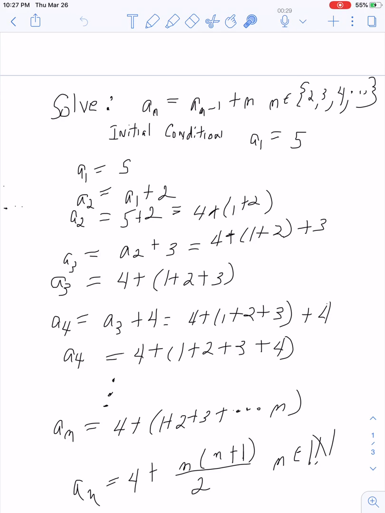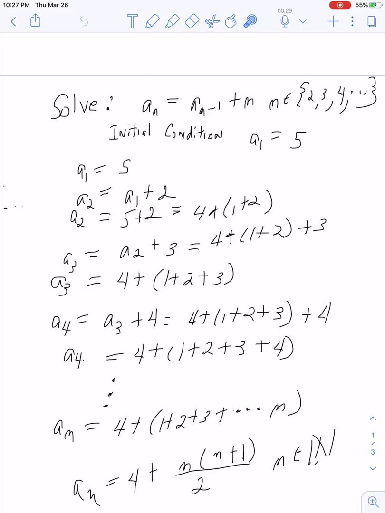By the same token, a sub 2 is 4 plus 1 plus 2, and there the index still matches with the last part of the sum. So after I think about it for a little while, I reach the conclusion that in general a sub n is 4 add 1 plus 2 plus 3 plus ... plus n. But now I look at that piece and I say, that's something I should have in my back pocket. That's the sum of the first n positive integers.